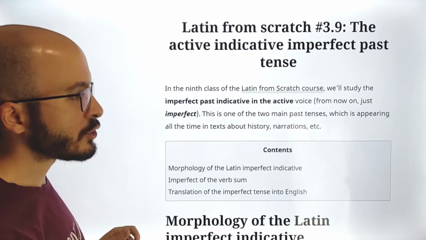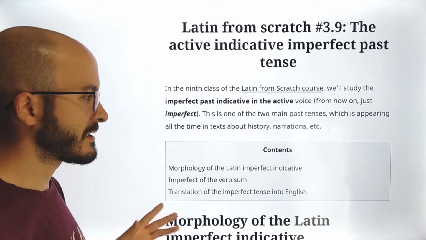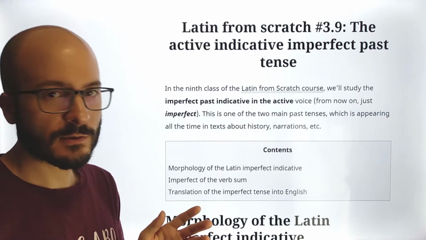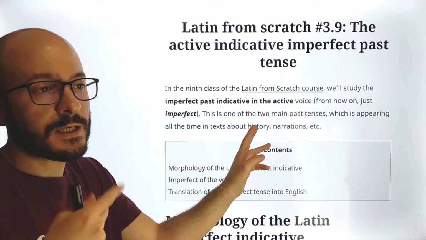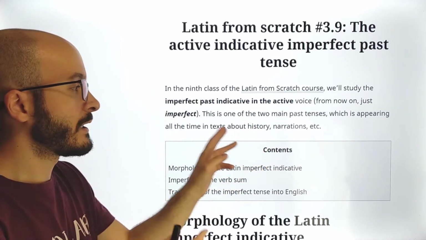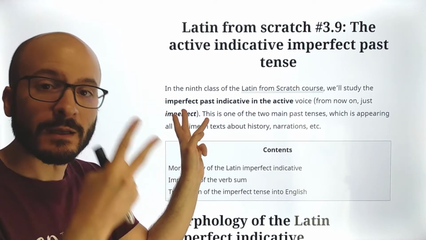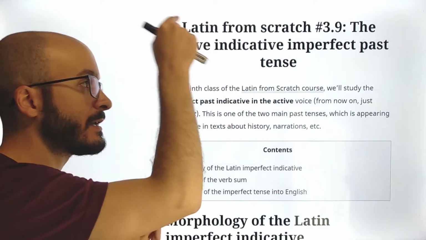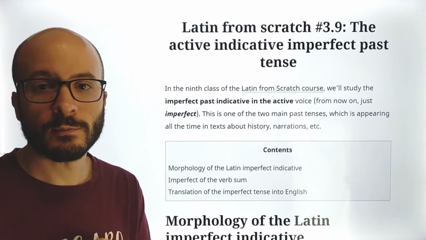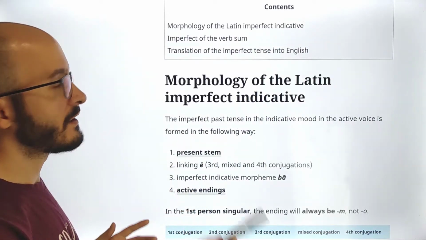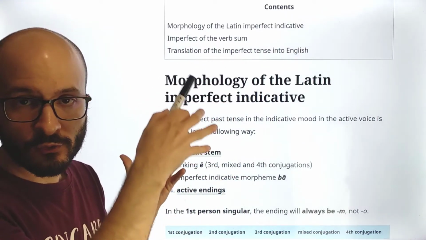This is one of the two main past tenses which appears all the time in texts about history, narrations, etc. We can imagine that in history, most of the time we are speaking about the past, so we are going to be using past tenses. So this imperfect is one of the two main past tenses, so you can assume that this is very important.